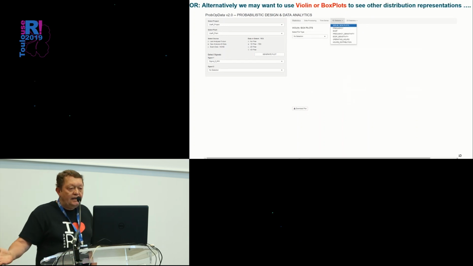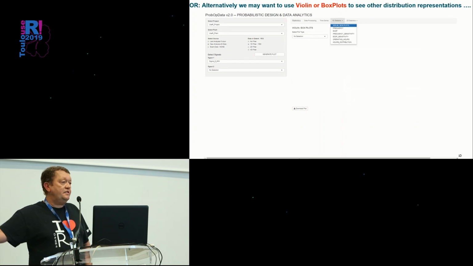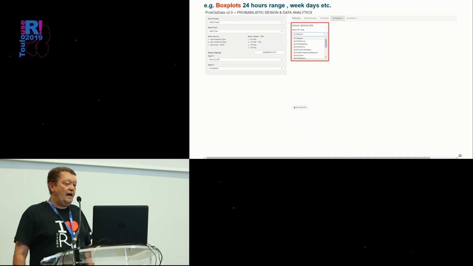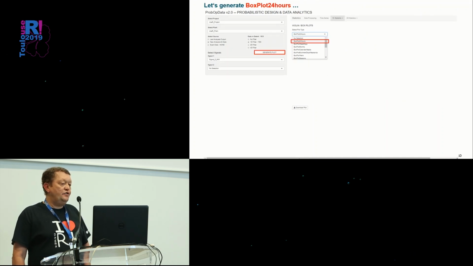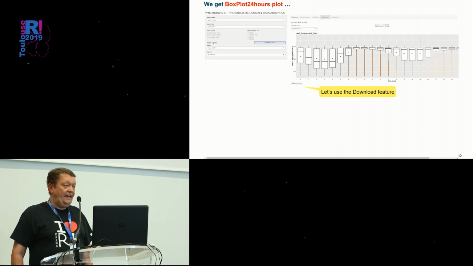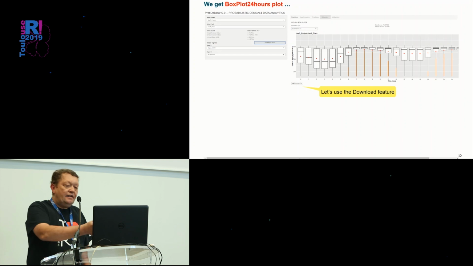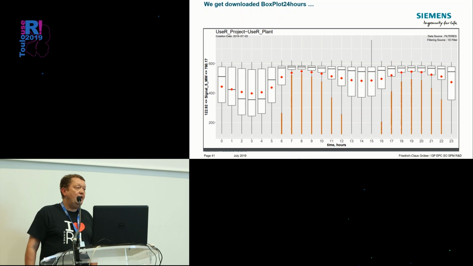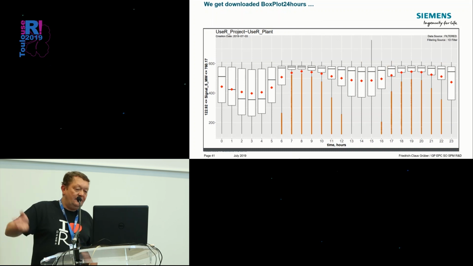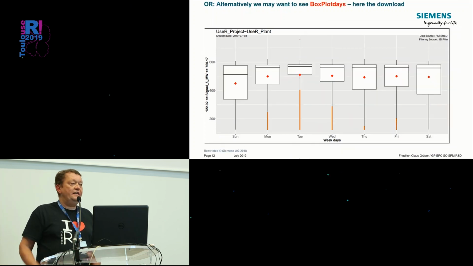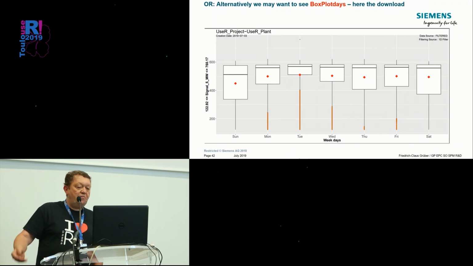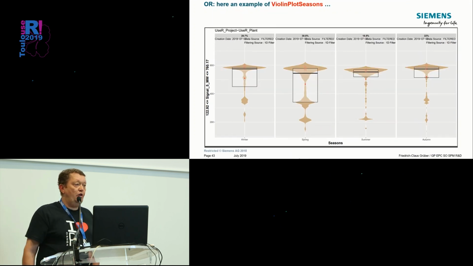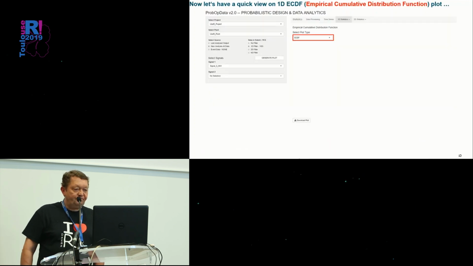Okay, or sometimes we need box plots or violin plots, which give us another overview. For example, if we want to see how the megawatts behave in a 24-hour cycle of a day, it looks like this. Make it a little bit bigger, use the download feature, and it looks like this. Or you have a daily, weekday view on the data, or some seasonal data with violin plots here. Another example. I cannot show all, but some examples here.